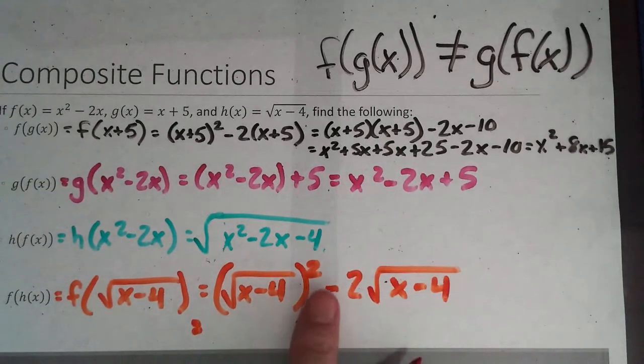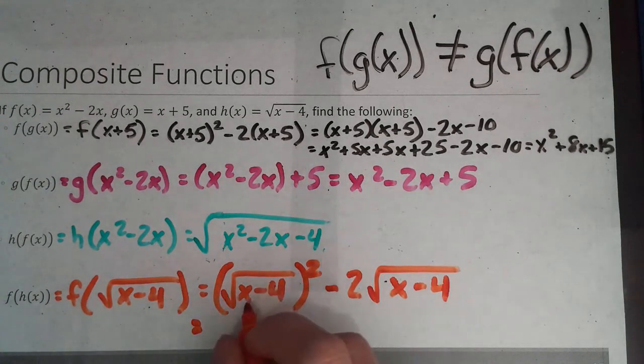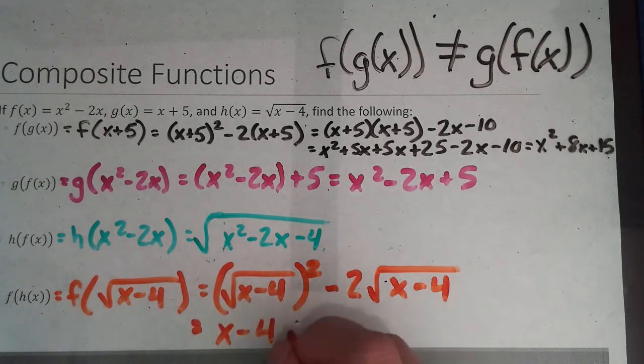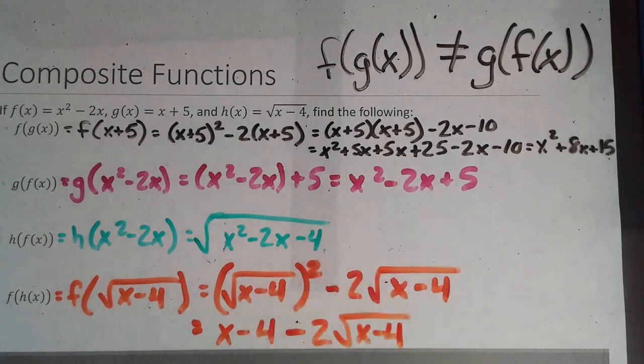A square root and a square undo each other. They're actually called inverse functions, which is the very next section we're going to look at. But for now, we can think of it as undoing each other. And that leaves us with just the x minus 4 underneath. Then we have minus 2 times the square root of x minus 4.